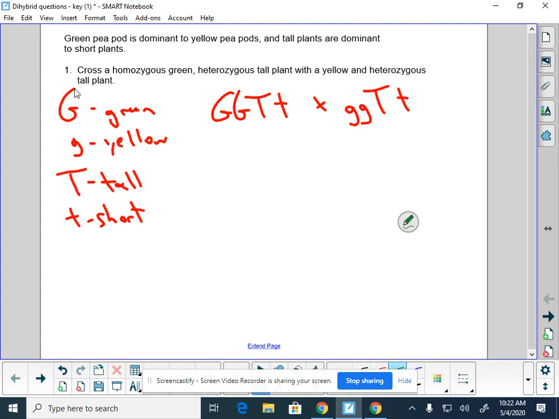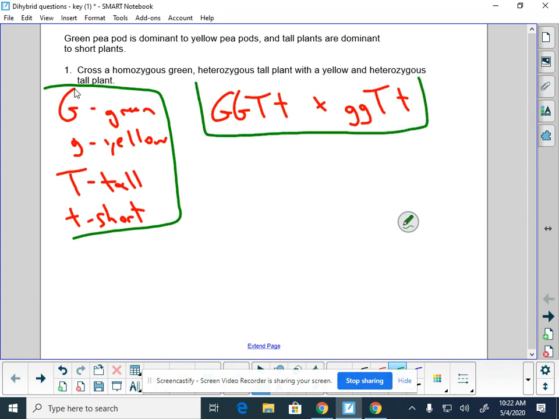Step 3. Step 1 was to create your legend. Step 2 was to show the parental cross. Step 3 now is to make the gametes. So starting with the first parent. The gametes possible, we have a big G and a big T, or we have a big G and a little t. Those are your only 2 possible gametes.